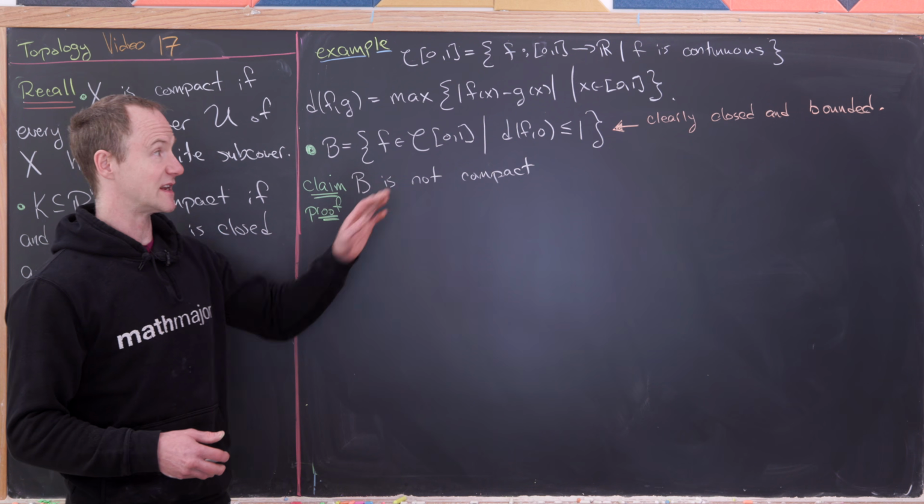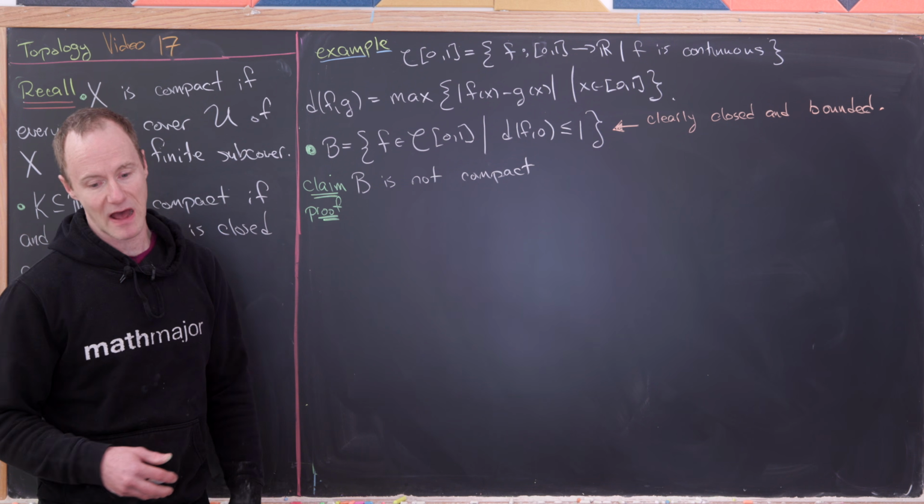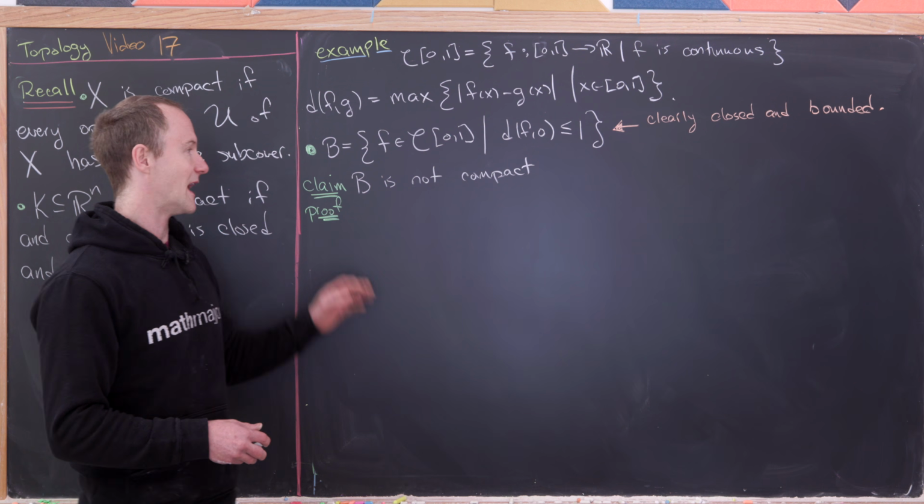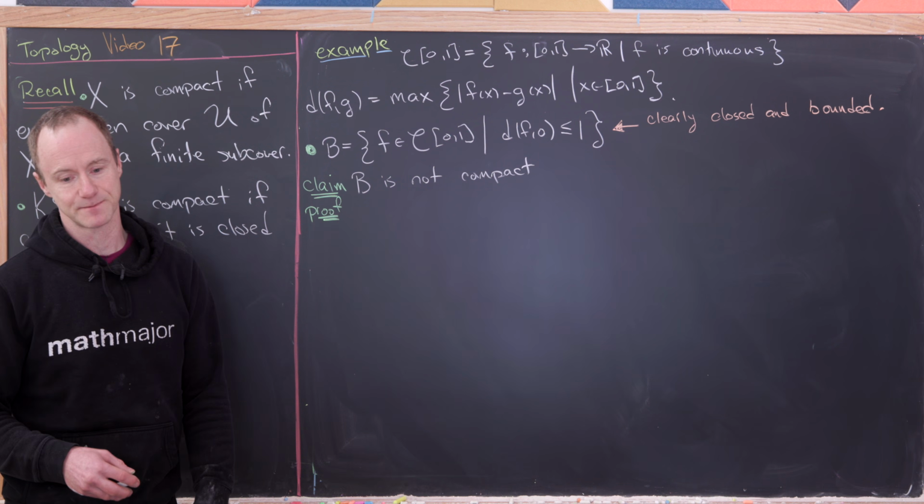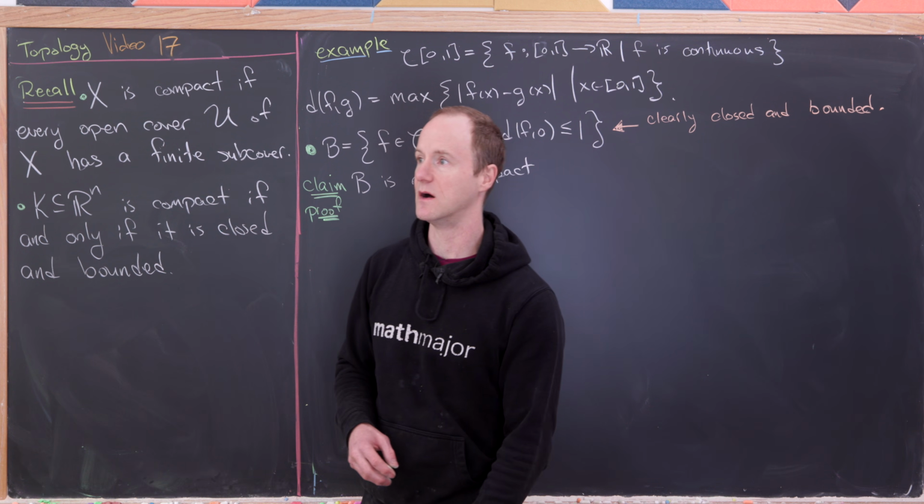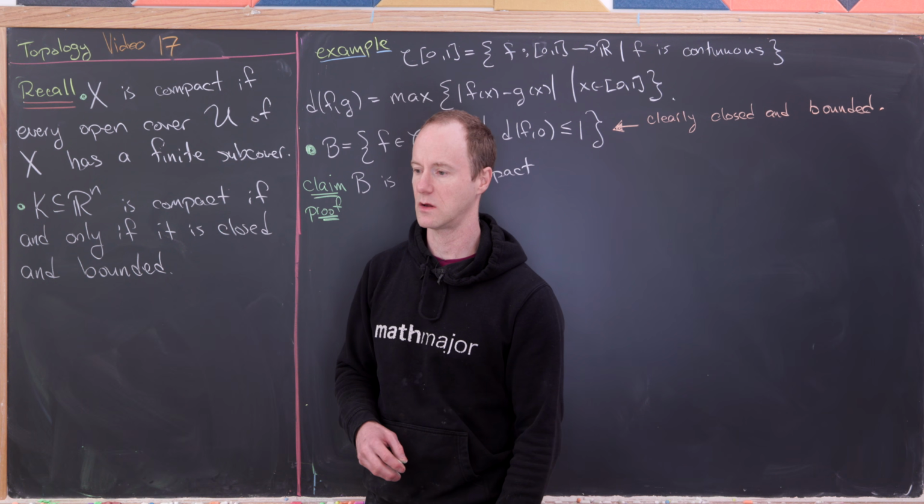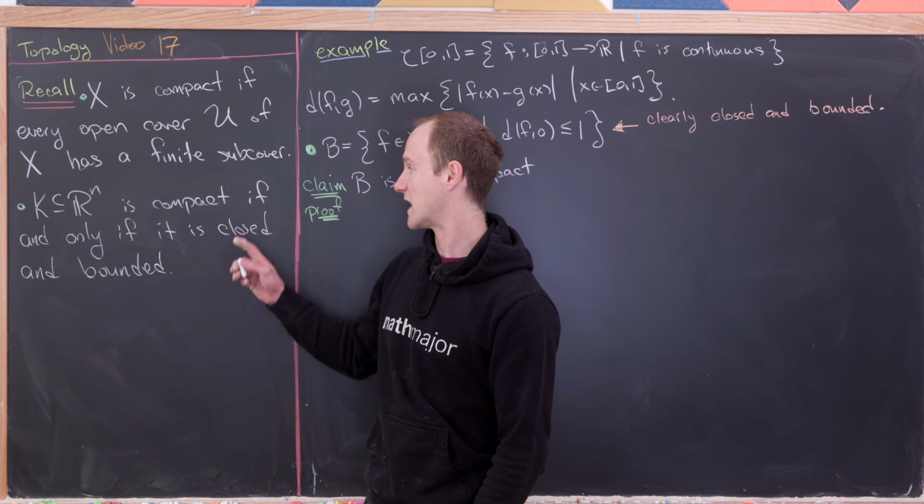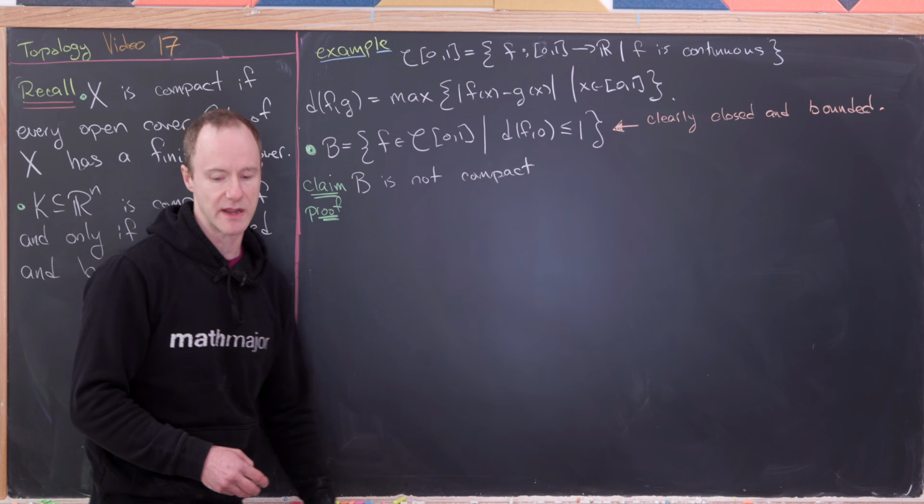So anyway, we're just going to take that this is closed and bounded and now prove that it is not compact. So that's in stark contrast to what's going on over here in Rn.